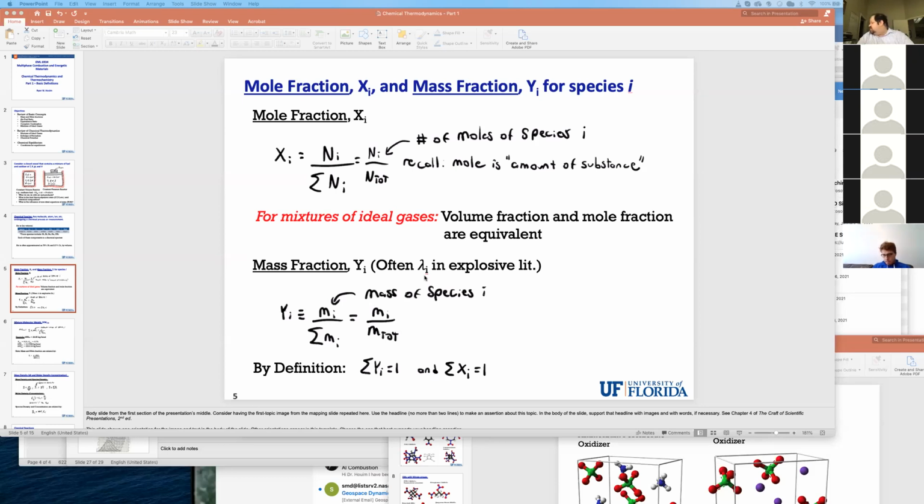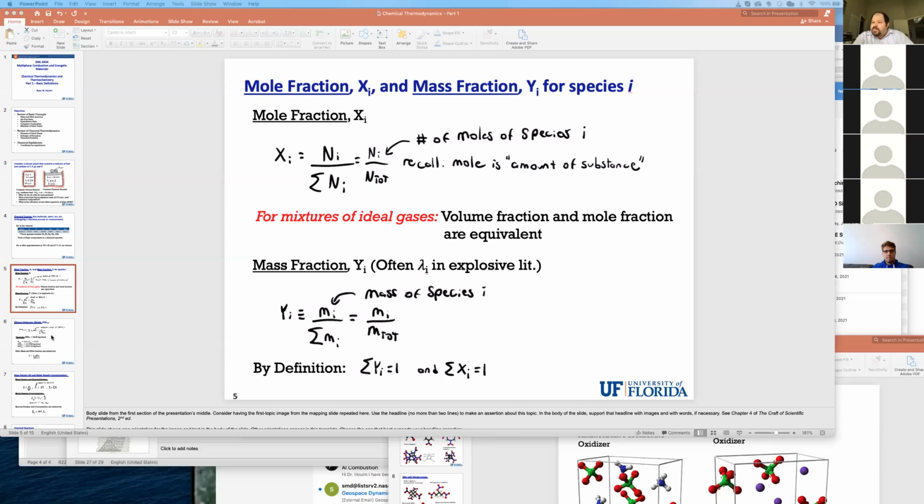And note, if you look in some of the explosives books and in the explosive literature, they don't use Y, they use lambda for their mass fraction. I'm going to adhere to traditional combustion nomenclature, so my mass fraction will be Y. The reason is that in traditional combustion, the thermal conductivity is given the symbol lambda. I know it's traditional in engineering to use k for thermal conductivity, but k's are used for a different variable. And so for combustion, thermal conductivity is often lambda.